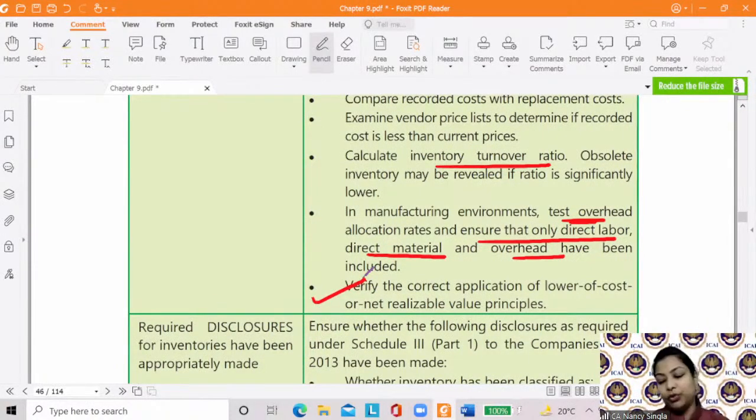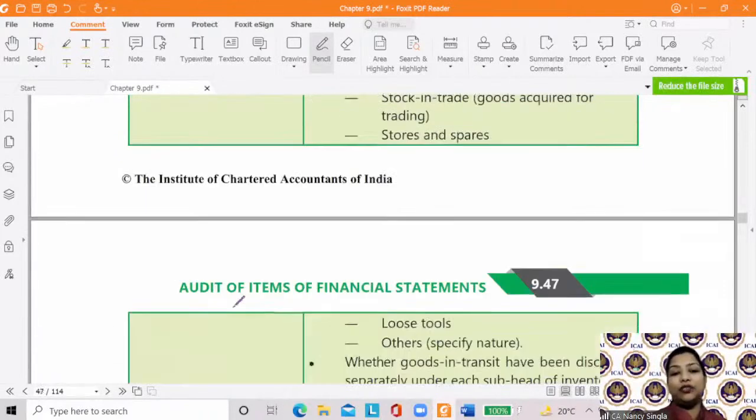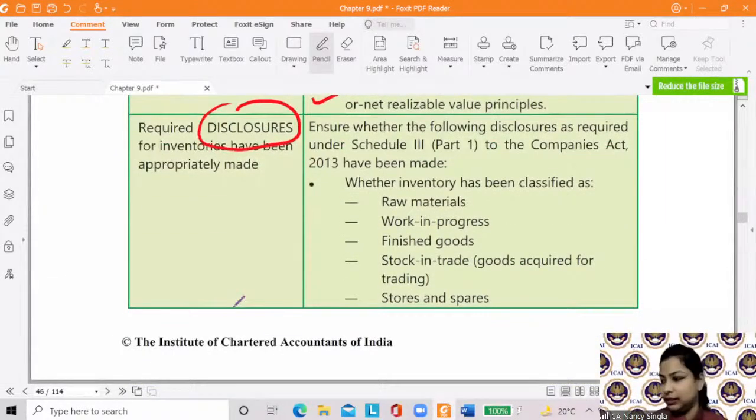Now before starting with disclosure, please send in your replies whether the inventory part, whatever we have done, is clear, and are you finding it easy? Because it is easy. Please send in your replies.